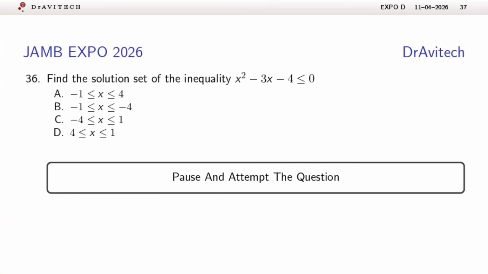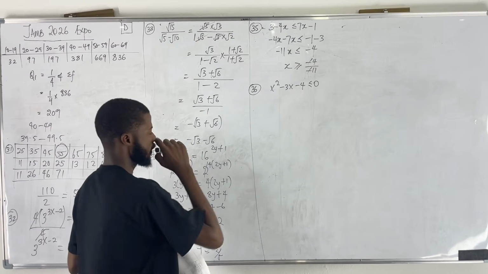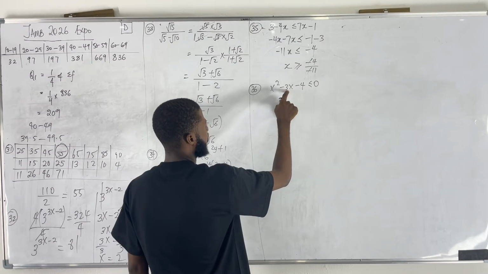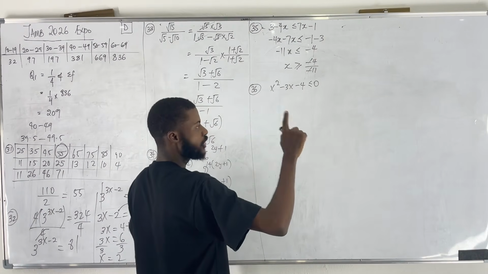Question 36 says, find the solution set of the inequality x squared minus 3x minus 4 less than or equal to 0. The first thing we're going to do is factorize this. What are the two numbers you will multiply to give you minus 4 and add to get minus 3? The numbers are minus 4 and plus 1.